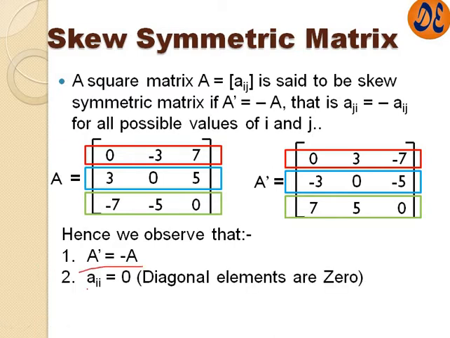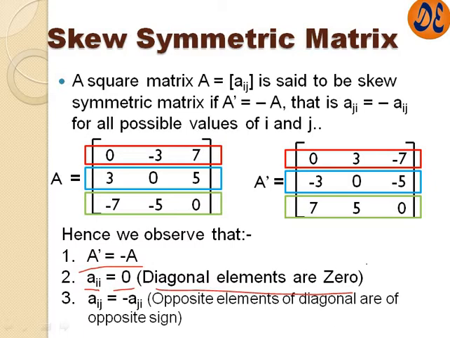Second, aii is equal to 0. That means all the diagonal elements are 0. You can see all the diagonal elements are 0. So in a skew symmetric matrix, all the diagonal elements will be 0. There is no other option, because if it is not 0 and you are multiplying the matrix by -1, the matrix will not be the same as the earlier one.